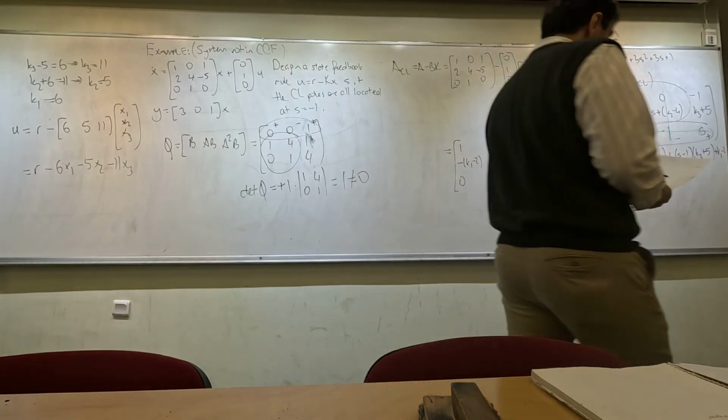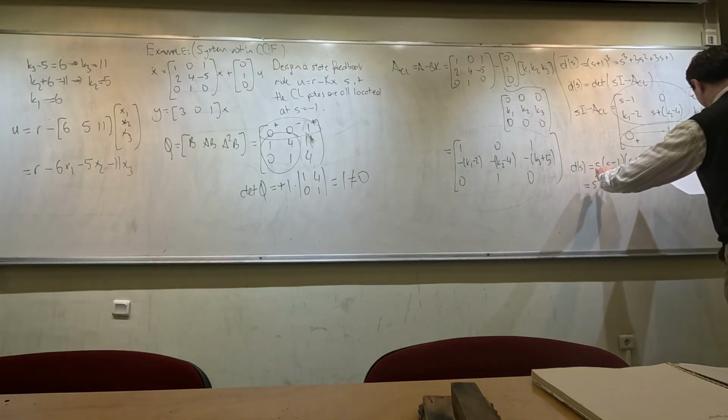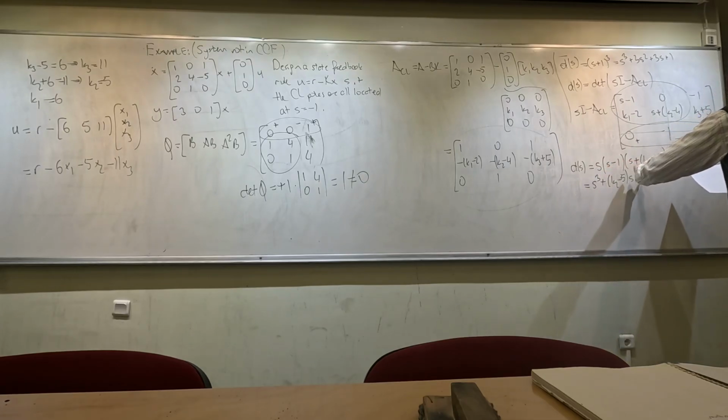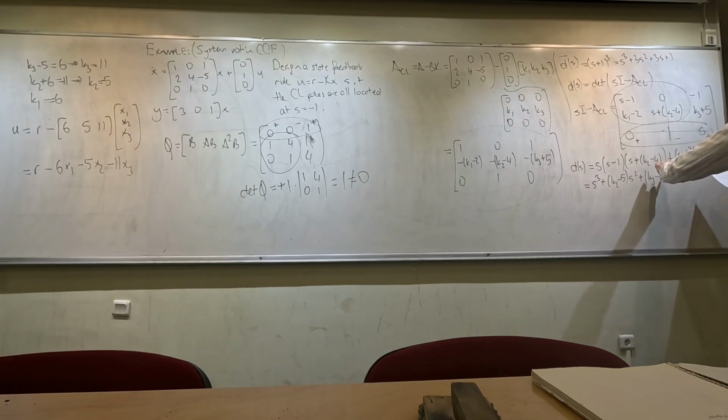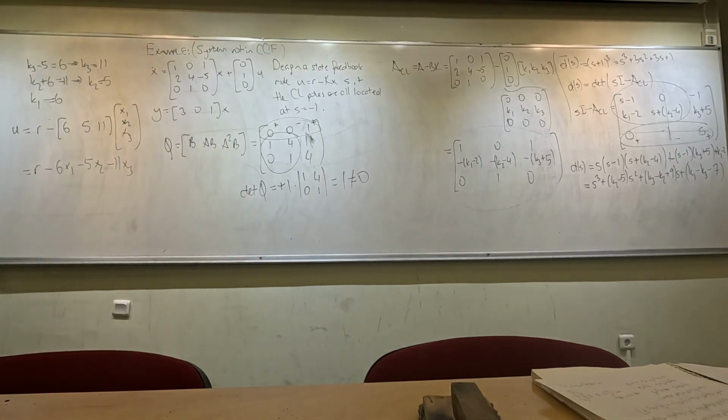So I will write the result here that we are going to get from this. It is s cubed plus (k2 minus 5)s squared plus (k3 minus k2 plus 9)s plus (k1 minus k3 minus 7). Okay? That is the characteristic polynomial of the closed loop A matrix.